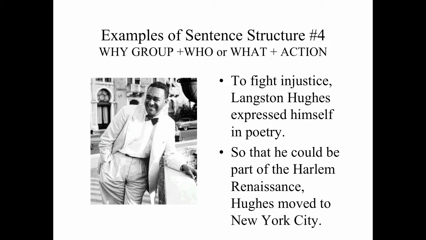So I might have a boring sentence, but I'm going to add a why group to the beginning to make it more interesting and to also tell why it takes place. So here are my examples. To fight injustice, comma, Langston Hughes expressed himself in poetry. So why did he express himself? To fight injustice. And so that he could be part of the Harlem Renaissance, comma, Hughes moved to New York City. Why did he move? So that he could be part of the Harlem Renaissance.